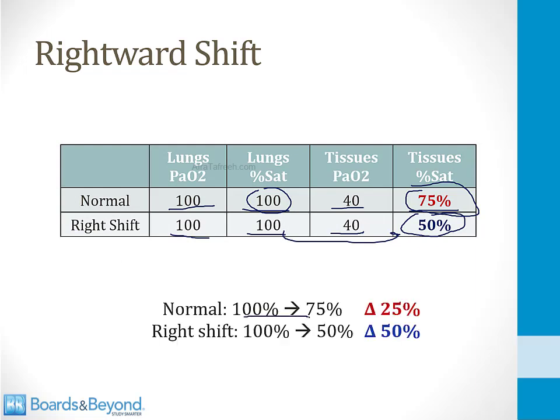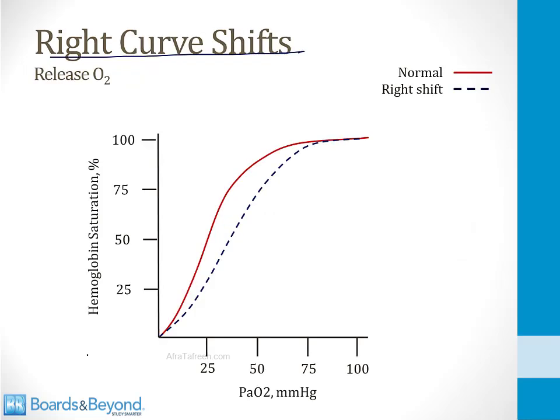Normally we go from 100 to 75%, a change of 25%. But if we right shift the curve, we could go from 100 to 50%, which is a delta of 50. That represents significant unloading of oxygen. And what's shown on this curve is the same thing I just showed you in that table. Don't get thrown by the curve.